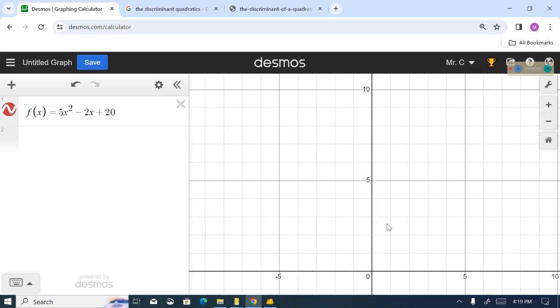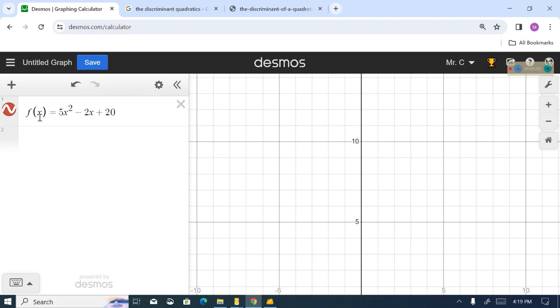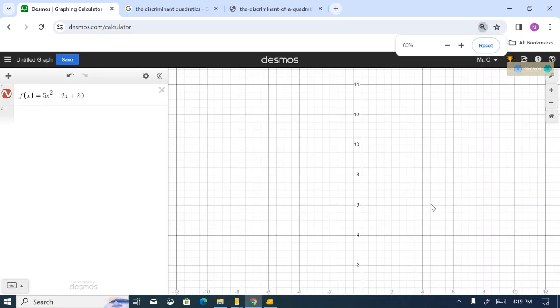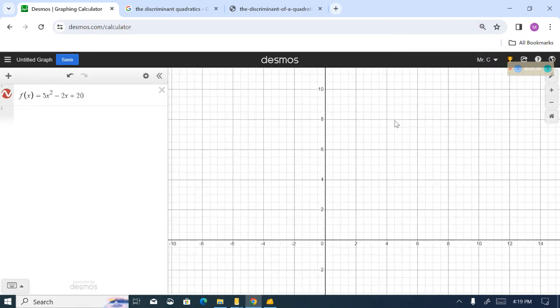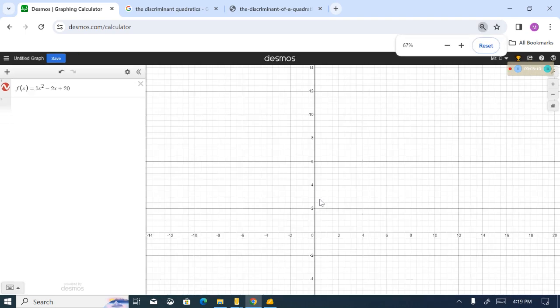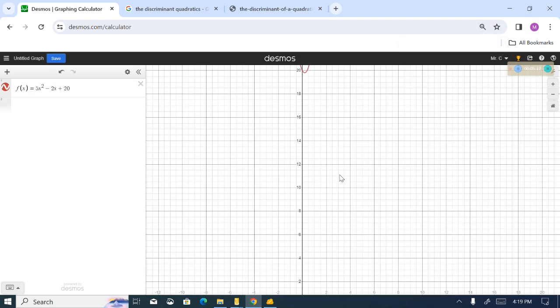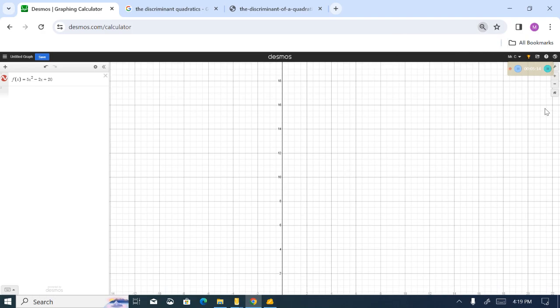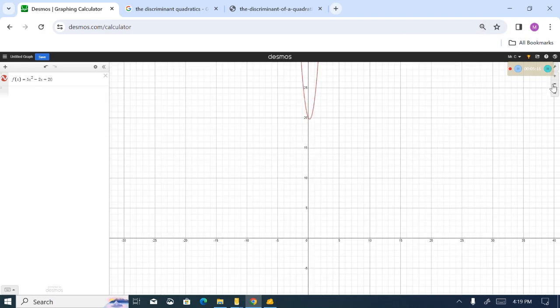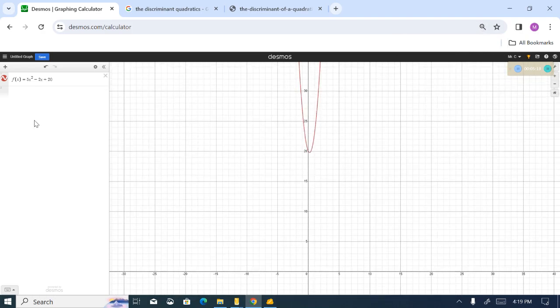And if we take a look at this, we can see that in standard form, the y-intercept would be 20. And as I zoom in, we still can't even see the function. It's so high up there. And so let's zoom out so we get a better look at the graph. So you can see right now, maybe I can make that a little more bold so you can see it.